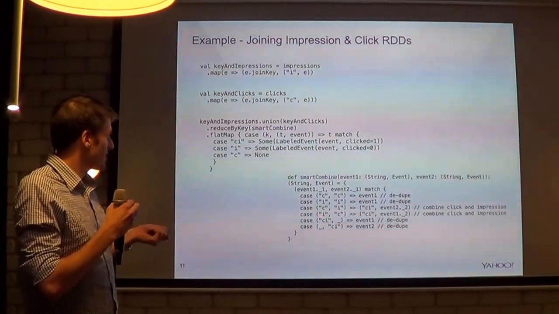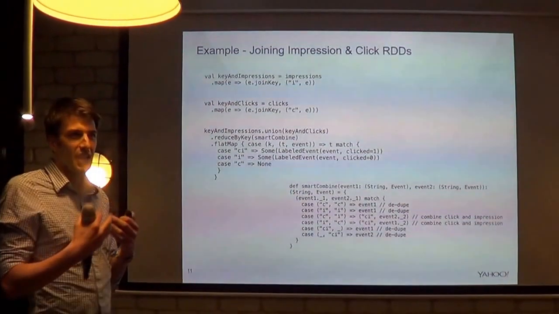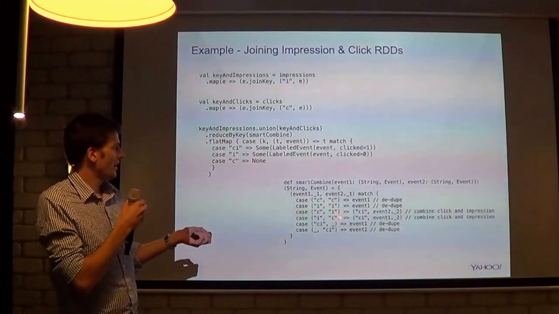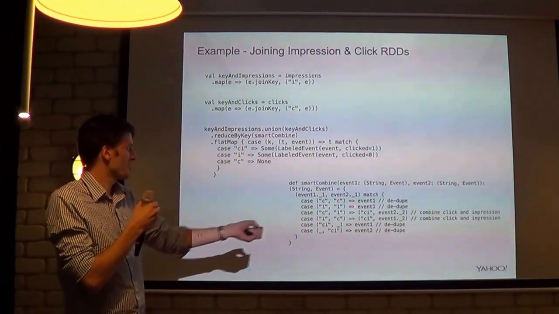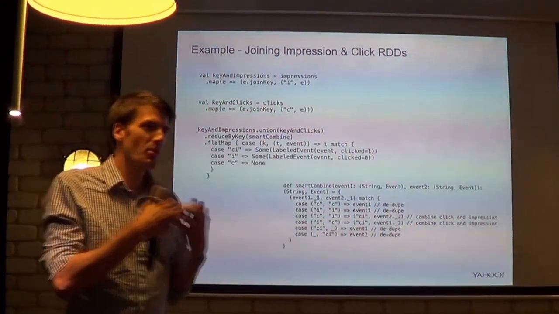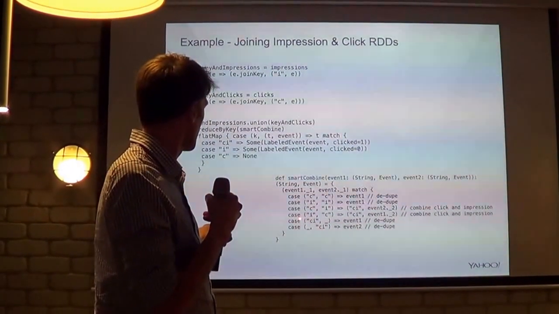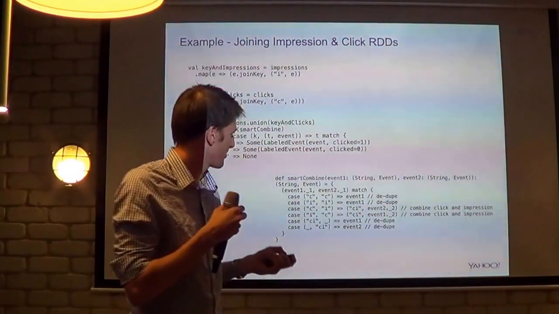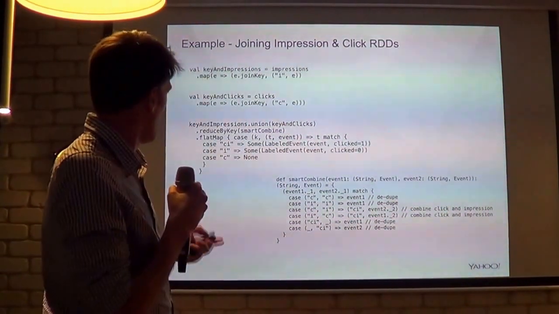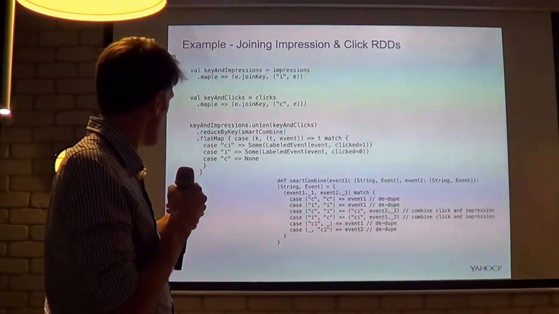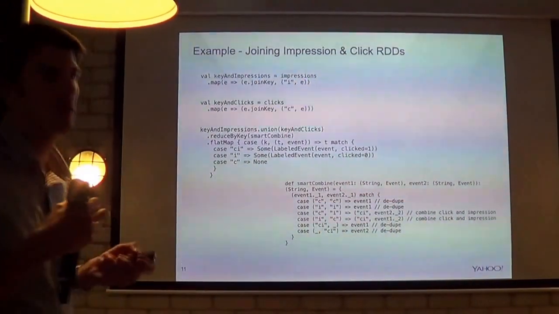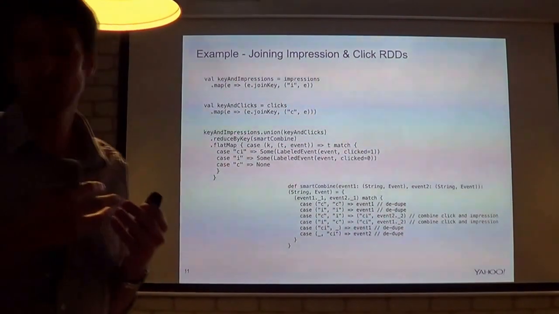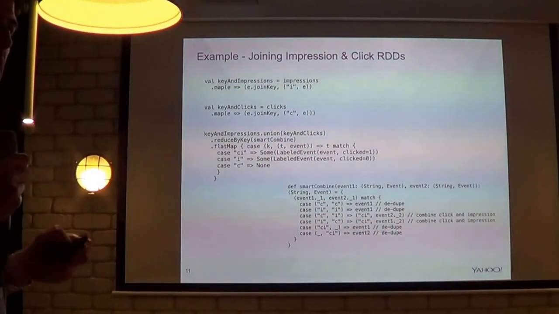Now, the more interesting case is that we have a click and an impression. Here we change from click and impression to storing CI, since we have actually seen both of them. And if it's the other way, the first one is an impression and the other one is a click, we again store CI. So this would really take care of the whole join logic using a reduce. It gives you an idea of how one would go about implementing something like that.